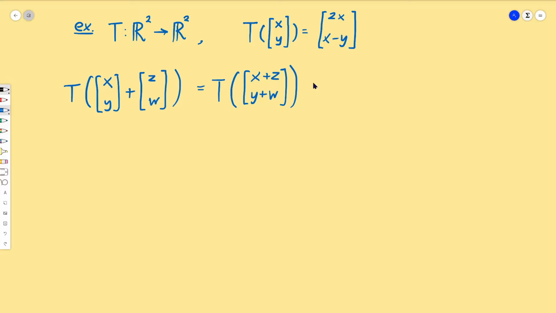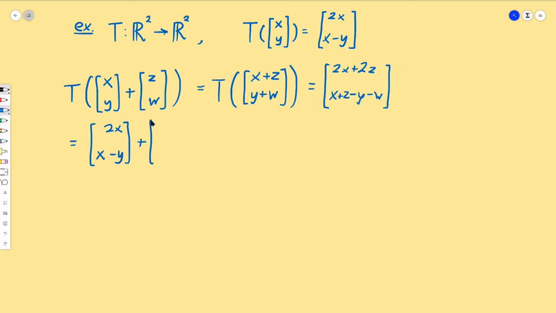And then if I actually apply the map to this, the result I get is a vector with 2 times the first component, which is 2 times the quantity x plus z, or 2x plus 2z, and what I get in the second component of my output vector is the first component of the vector that I input minus the second component, x plus z minus the quantity y plus w, or minus y minus w. This result can be simplified to just (2x, x minus y) plus (2z, z minus w).